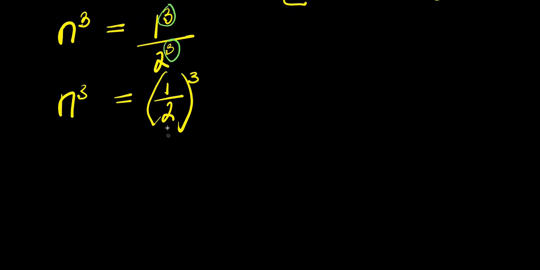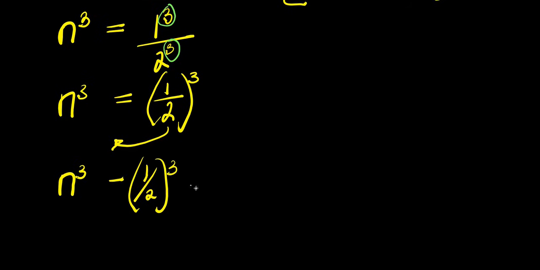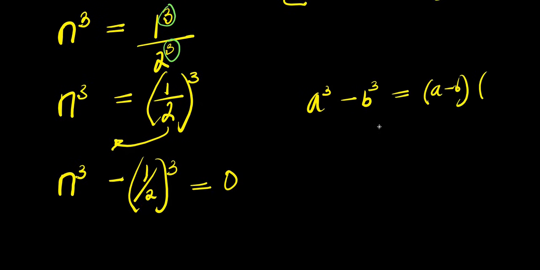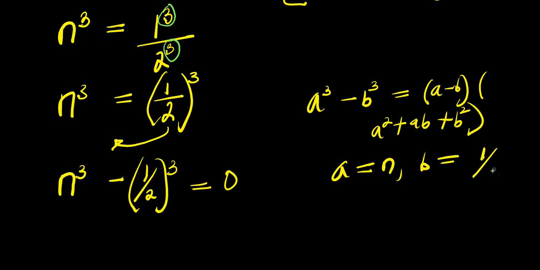So what I'm going to do again will be to move this over here. So I have n power 3 minus 1 divided by 2 to the power of 3 equals 0. So if you have a power 3 minus b power 3, this equals a minus b times a squared plus ab plus b power 2. And in this case, our a is just n, while our b is just 1 over 2.